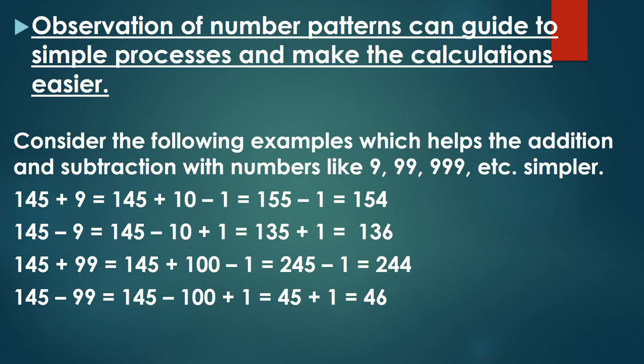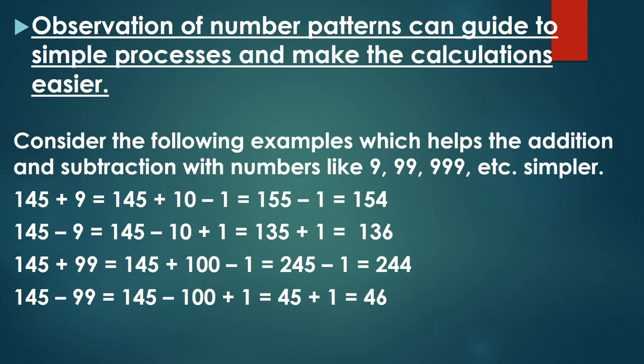Now next is 145 minus 9. When we have to subtract 9 from any whole number, 145 here it is, how can we write down minus 9? Minus 9 is minus 10 plus 1. So that means 145 minus 10 is 135. And when we add 1 to 135, we get 136. Now see the third one.